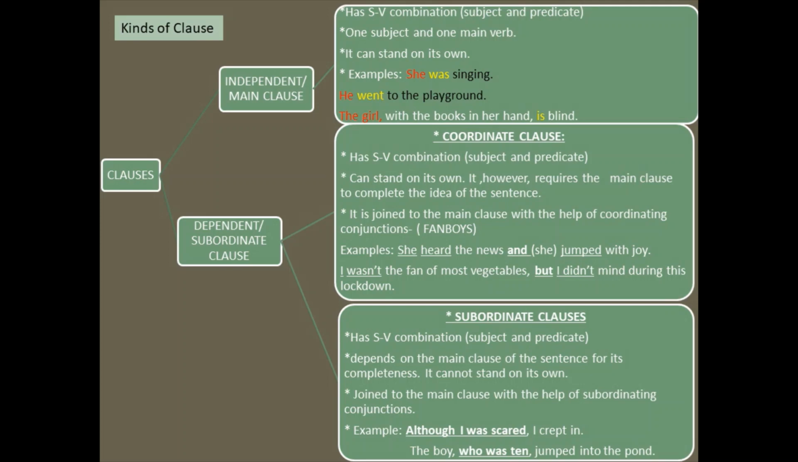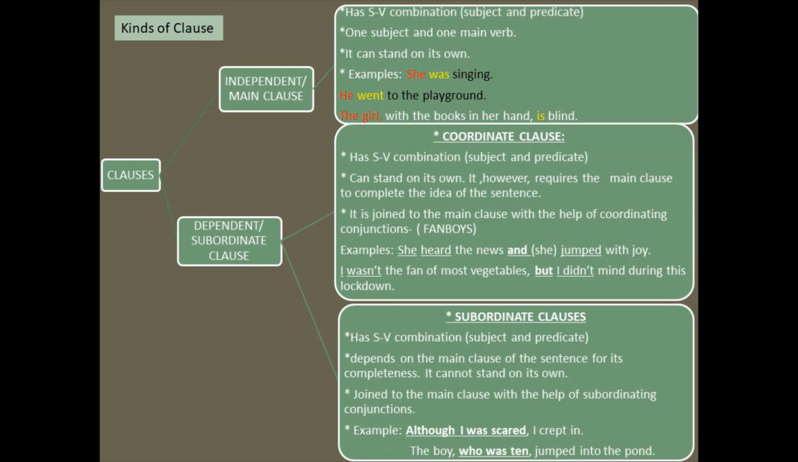And what is the main clause here? A part of the sentence that makes complete sense on its own and can stand on its own. I crept in. I crept in is a complete sentence, a clause that is independent. So we term it as the main clause. Now this main clause is independent, can stand on its own, but the first part of the sentence, although I was scared, is dependent on this main clause to give the complete sense. So although I was scared, I crept in. So here we get the subordinating clause as although I was scared, and I crept in becomes your main clause.